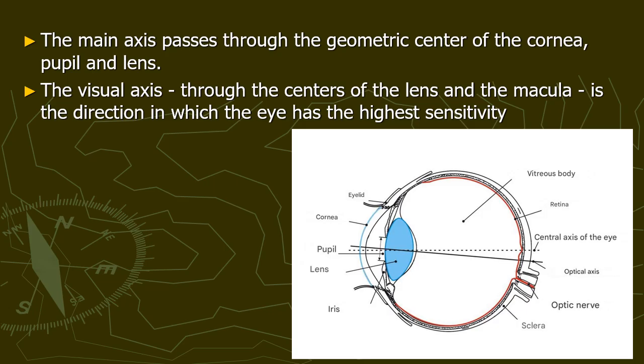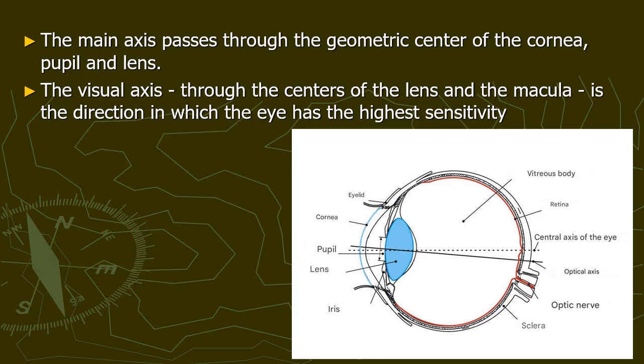This is the visual axis, and it passes through the optical center of the lens, and also through the yellow spot. The yellow spot consists mainly of cones. In this region we have the maximum sensitivity of the eye, the ability to view small objects. The maximum light sensation, that is, in the center of the eye, we have the maximum perception.